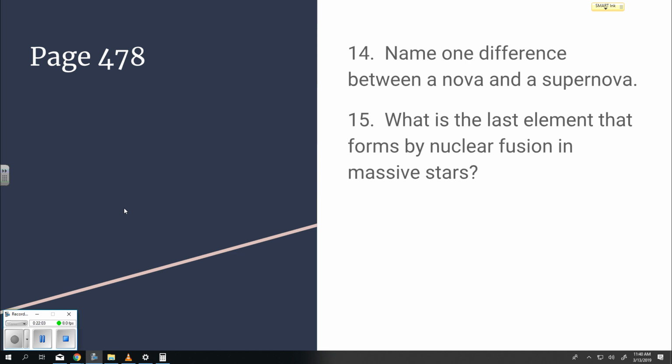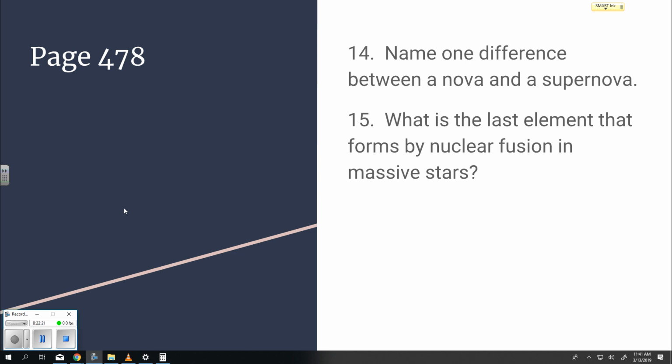Supernovas are much more violent than novas. The explosion of a supernova destroys the white dwarf star. It may also destroy much of the red giant.